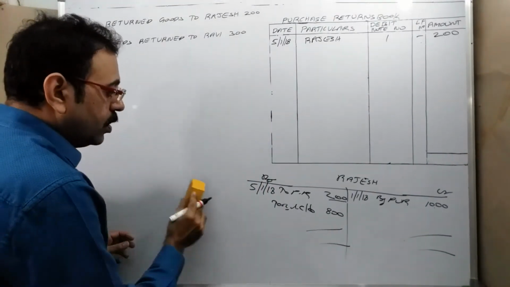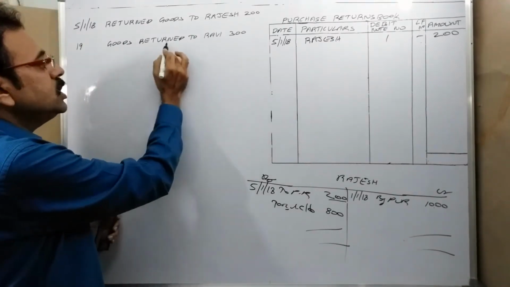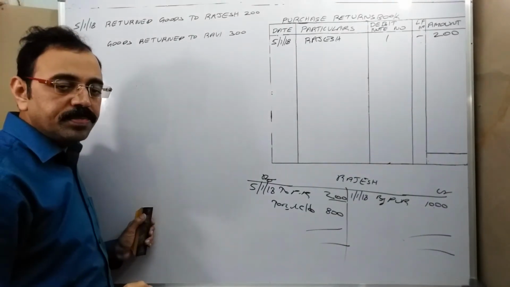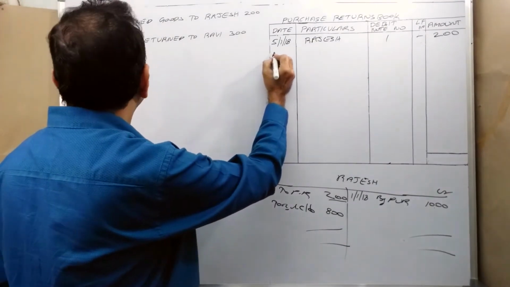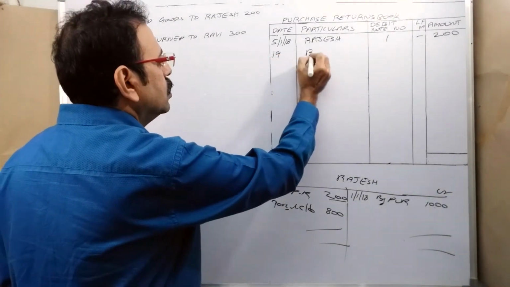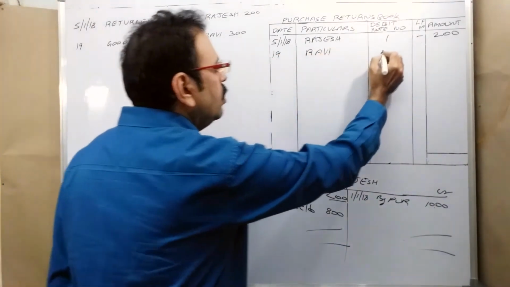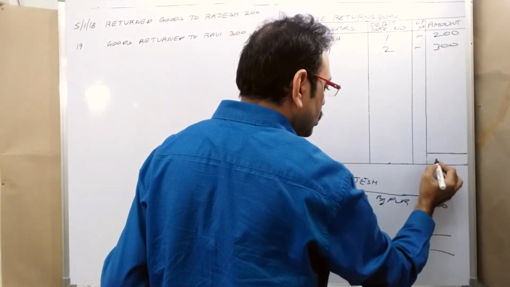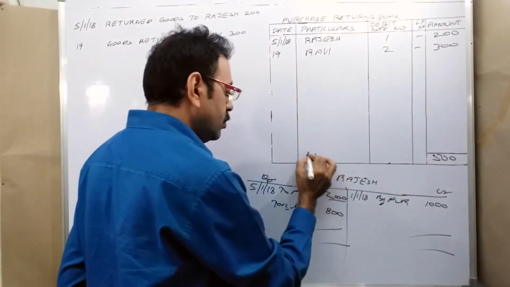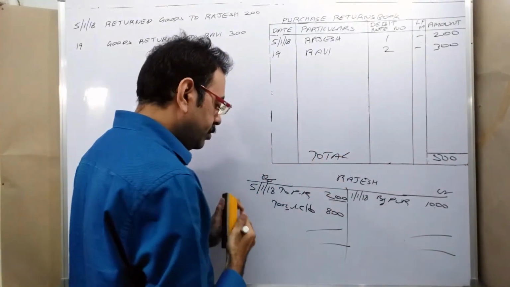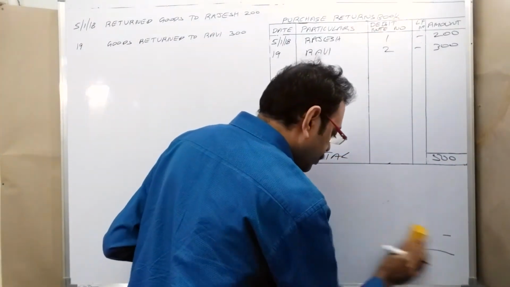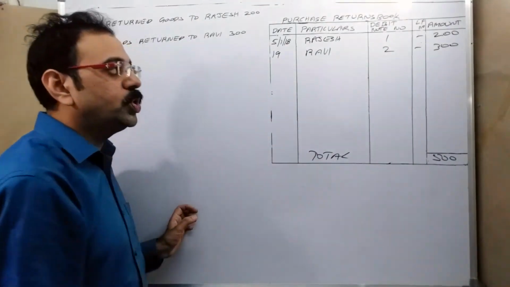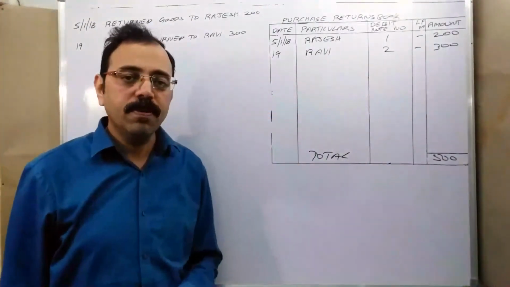Then next one is what? Goods returned to Ravi. Now 19th date, supplier's name is Ravi, value is 300 rupees. Then put the total. In this way we should prepare the purchase returns book.